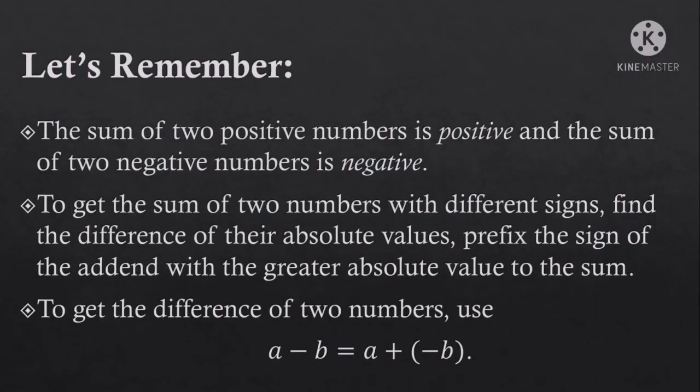We are already done with our third lesson. At this point, let us always remember that the sum of two positive numbers is positive and the sum of two negative numbers is negative. And to get the sum of two numbers with different signs, find the difference of their absolute values, prefix the sign of the addend with the greater absolute value to the sum. And to get the difference of two numbers, we simply use the definition a minus b equals a plus negative b, or simply put, we are going to change the sign of the subtrahend and proceed to addition.